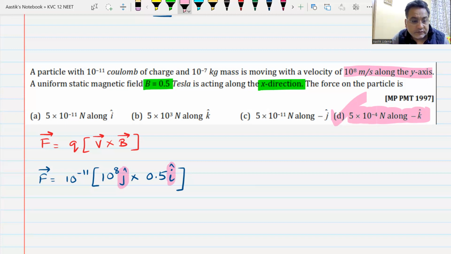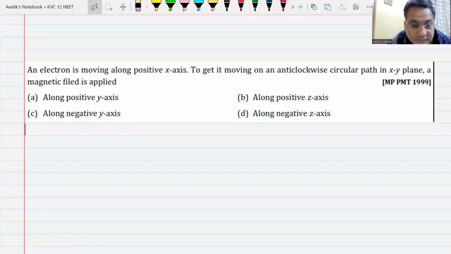Okay, so let us move to the next question. And this is the next question. An electron is moving along the positive x-axis. To get it to move in an anti-clockwise circular path in the xy plane, the magnetic field should be in which direction? I'll give you 2 minutes to give me the answer for this one, beta.